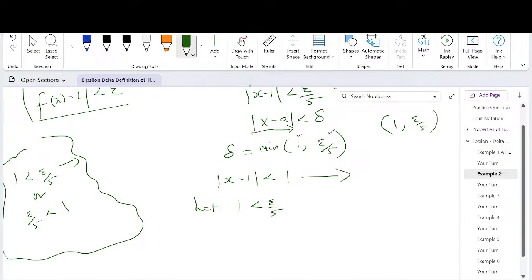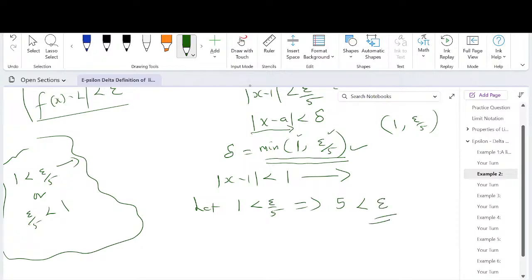But the most important thing is that you must write this. This is the most important, because we took a step closer to the absolute value of x minus a. That is why we have to write this. Now, if you take 1, I want 1 to be less than epsilon over 5. It implies that we can multiply both sides by 5, so 5 is less than epsilon.